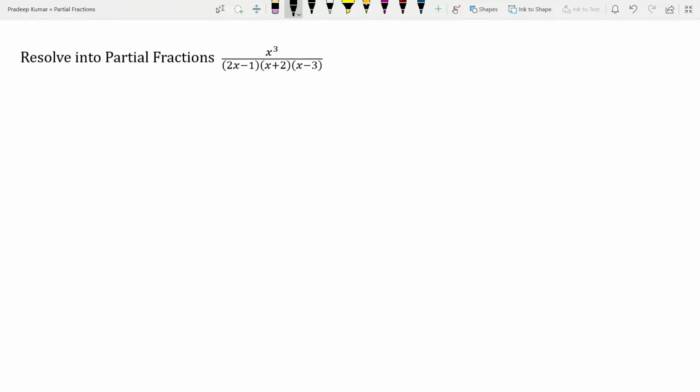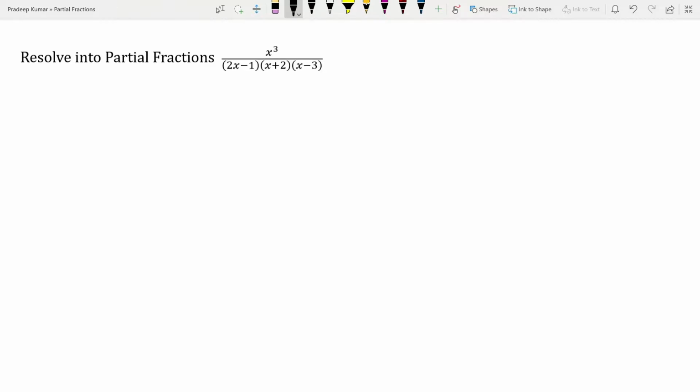So the first rule is that the x power should be equal or higher in the denominator. Here, if we observe the numerator, the x power is 3, and when we multiply all these x values, the denominator x power will also be 3. So the x power is equal in numerator and denominator, which is 3. In the first rule, it can be higher in the denominator or equal to the numerator. So the first rule is satisfied for a proper fraction.